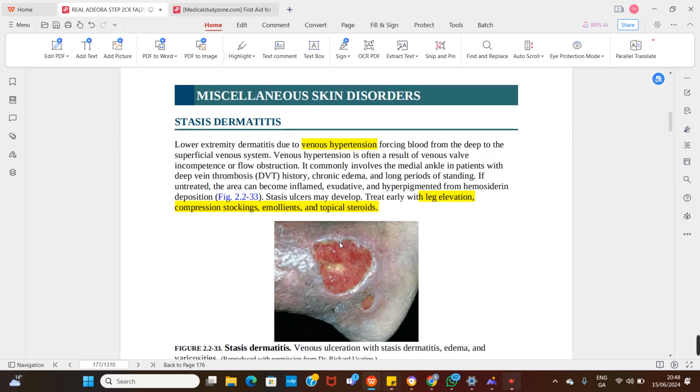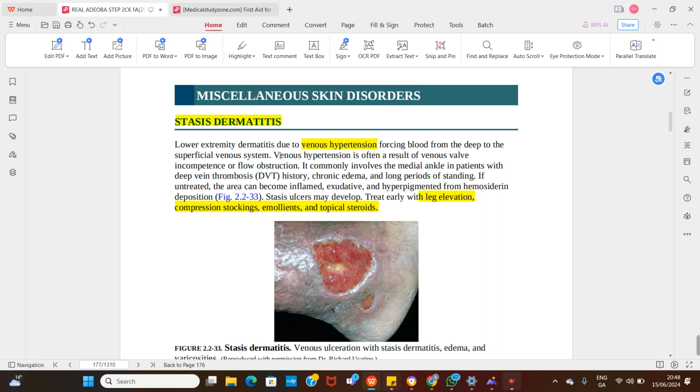So moving on to the miscellaneous skin disorders, we are going to talk about stasis dermatitis. Stasis dermatitis just means you are having stasis, accumulation of blood, venous blood majorly, leading to eventual skin changes, skin discoloration, and sometimes they can progress to even cause skin ulcers, right? Stasis dermatitis. Now, what is the starting problem?